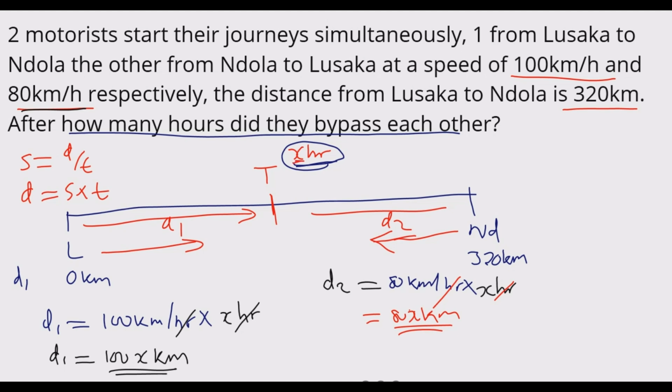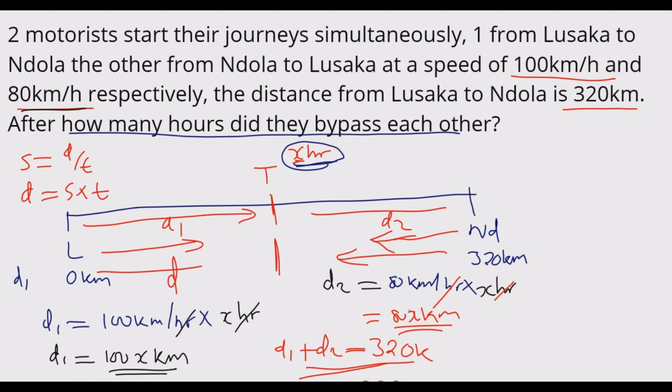Okay, so now if that's the case, what this tells me is the distance covered by driver 1 and the distance covered by driver 2 must be equal to 320 kilometers in total, because this one is moving in this direction, this one is moving in this direction. At the point they are meeting, when you sum the distance that driver 1 has covered and the distance that driver 2 has covered, it should give us the total distance from Lusaka to Ndola.